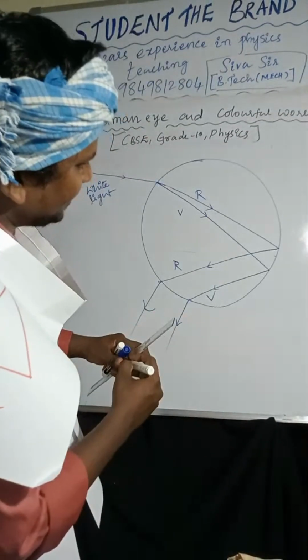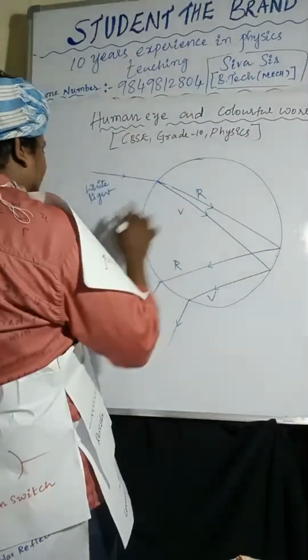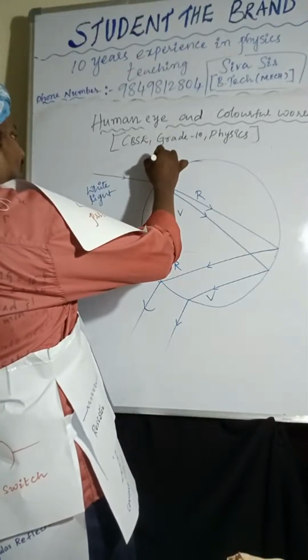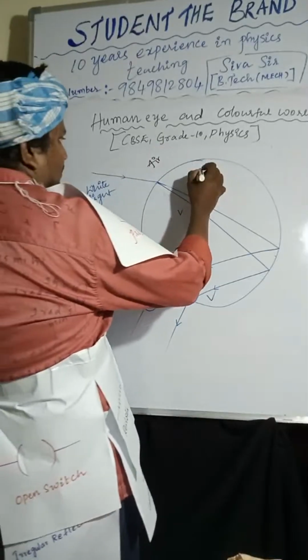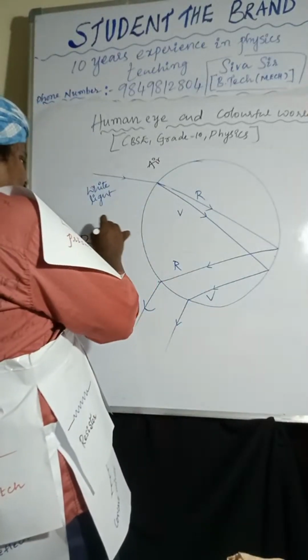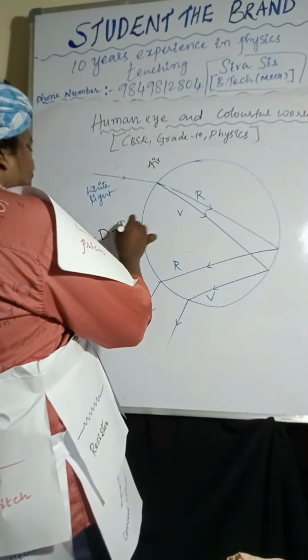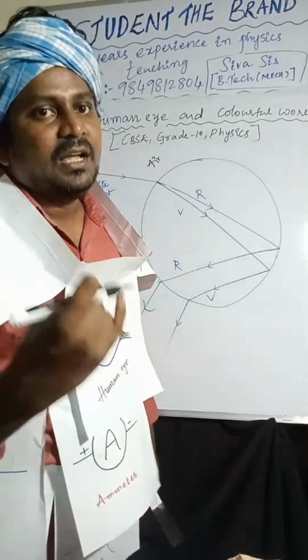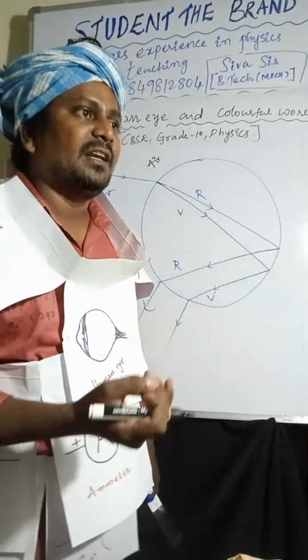So here, whenever the light ray passes from one medium to another, this is the air and this is the water droplet, the complete water drop. So refraction takes place, then dispersion takes place, then internal reflection takes place.